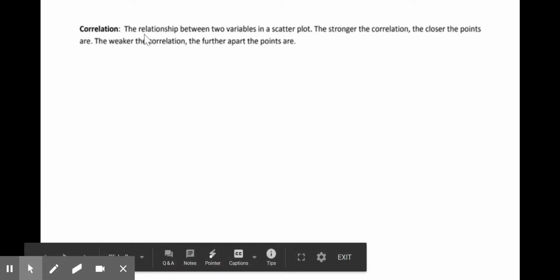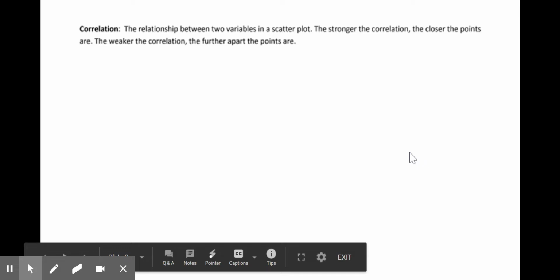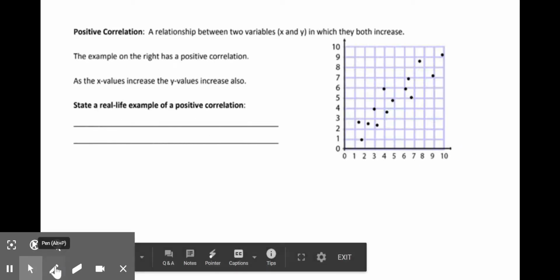Okay, so a correlation is the relationship between two variables in a scatter plot. The stronger the correlation, the closer the points are together, the closer they are to making, in this case, a line. The weaker the correlation, the further apart they are. All right, so there's two types of correlations that we have to talk about. The first one is a positive correlation.